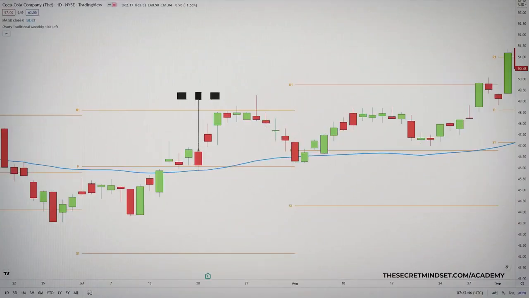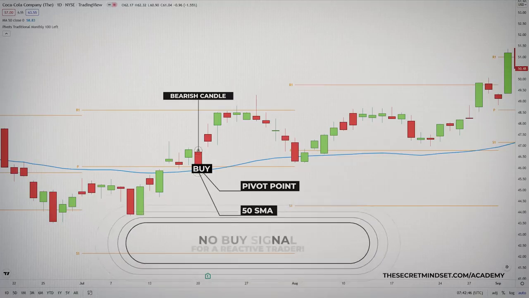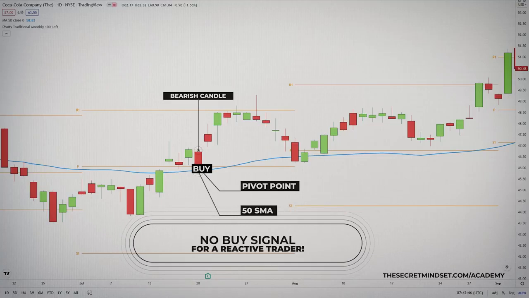In this example, a bearish candle formed just above an increasing 50 simple moving average. In this area, we also have a pivot level. Many predictive traders established long positions here because an increasing moving average and the pivot level provided a level of buying pressure. The next day, the price moved up and closed higher. There was no buy signal there for a reactive trader. That's the difference between reactive and predictive technical analysis.